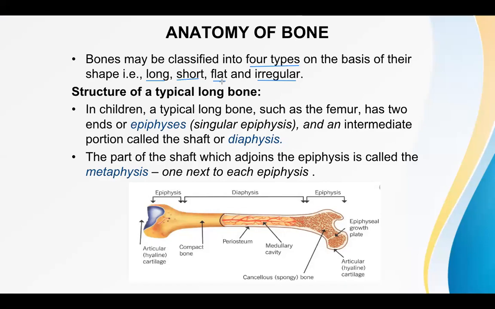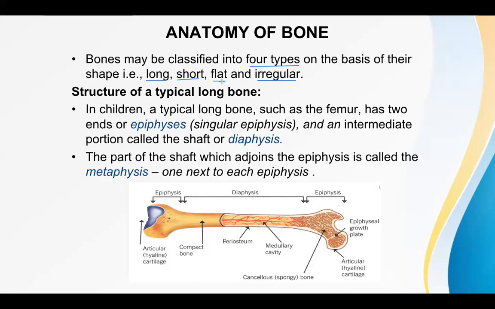Irregular, give me a few examples now. Vertebra, facial bones. Excellent. Vertebra are the perfect example. Every student can remember that. Vertebra, they are irregular bone. And even the facial bones, they have different shapes. So these are called irregular. Very nice. So let's move on now.